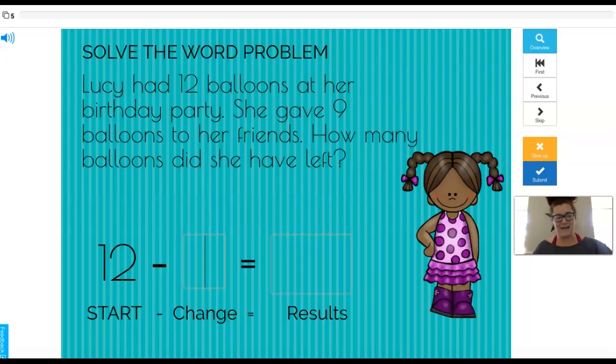Hi teammates, it's Mrs. Grantham, and today we are going to use that start, change, results strategy in order to solve these subtraction problems using the double touch points.